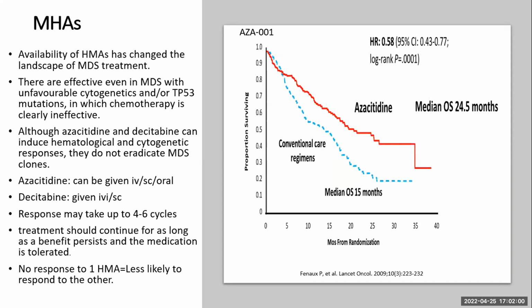And azacitidine can be given IV, subcut, and there is an oral formulation now. Then decitabine can also be given IV or subcut, and responses may take up to 4 to 6 cycles. So you have to persist for at least 4 to 6 cycles before you say the patient is not responding to treatment. And treatment should continue as long as the benefit persists and the medication is tolerated. And then if a patient does not respond to one hypomethylating agent, they are unlikely to respond to the other.